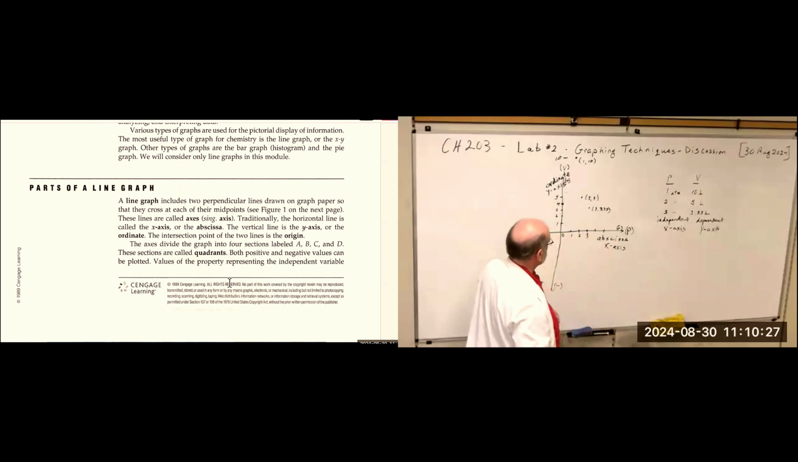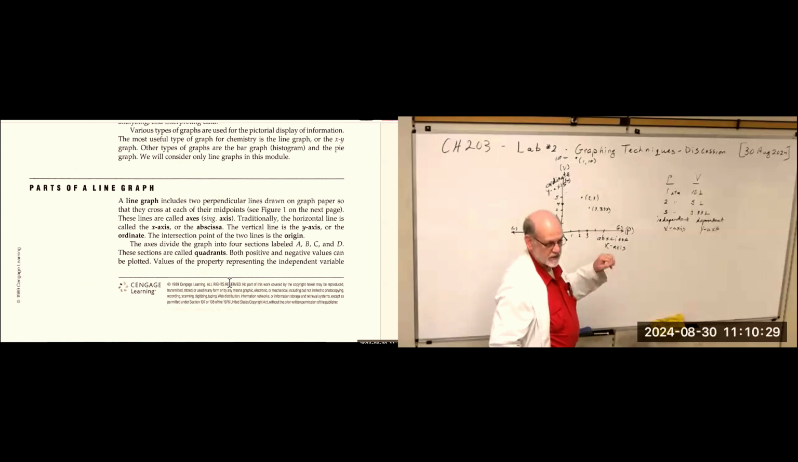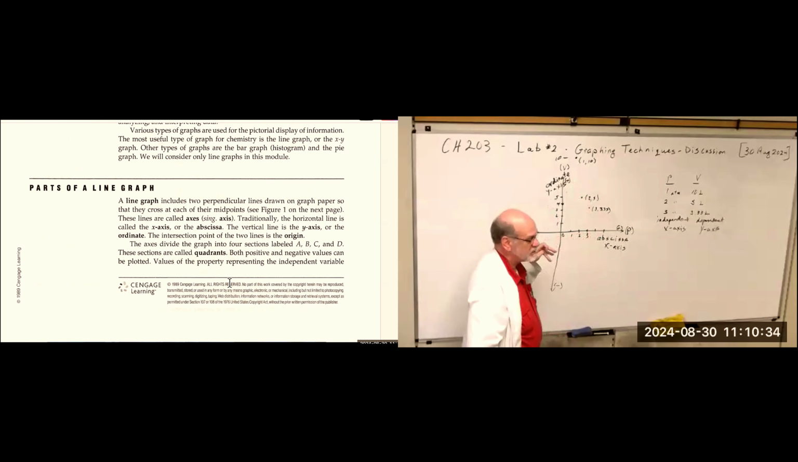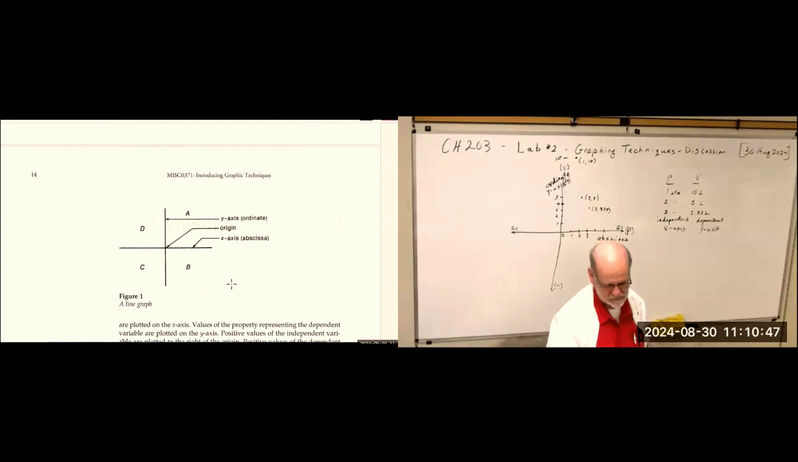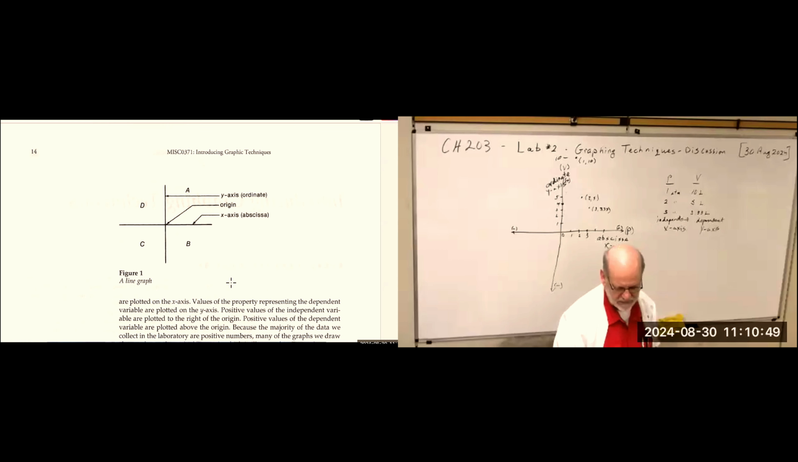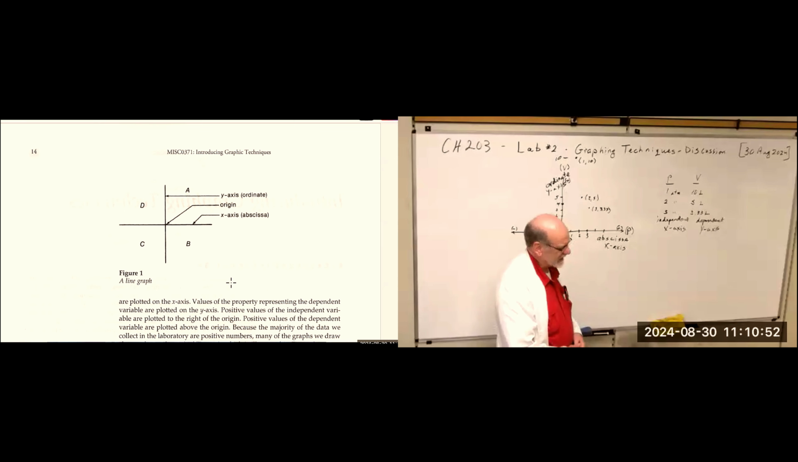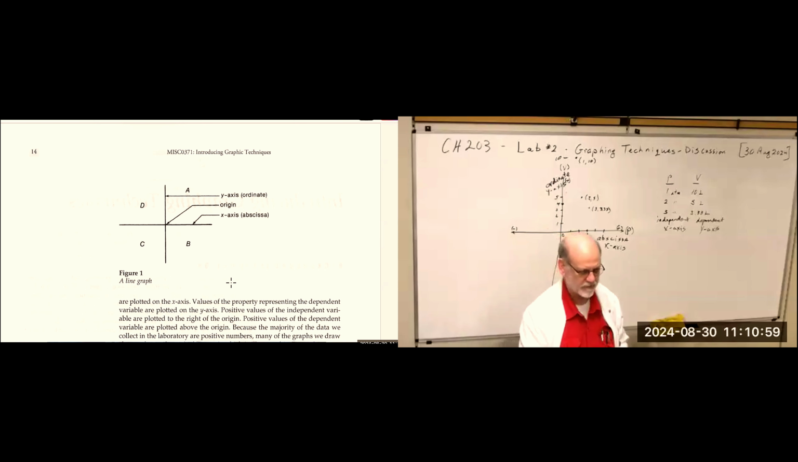Now, most of the time in the sciences, we spend in this region, in the positive. But occasionally we go over here into the negative region. We'll have an example of that in just a few minutes. They label the quadrants A, B, C, and D, clockwise. I don't reference them that way, so you don't have to pay attention to that.